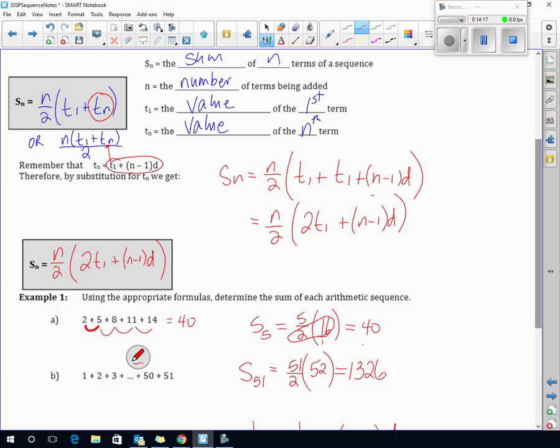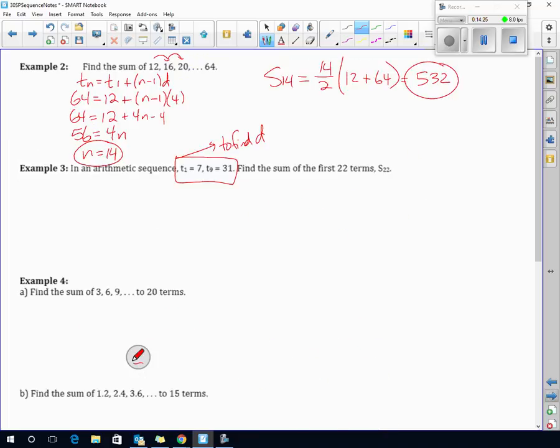So to find d, I'm going to sub it in. Tn equals t1 plus n minus 1 times d. I know it's the 9th term, so it's going to be 31 equals the first term plus 9 minus 1, which would be 8d. The reason why is I'm using that n is 9 when I'm finding d. So subtract 7 over, I get 24 equals 8d. So d is 3. So there's your first point, getting d is 3. Everybody good with that one?